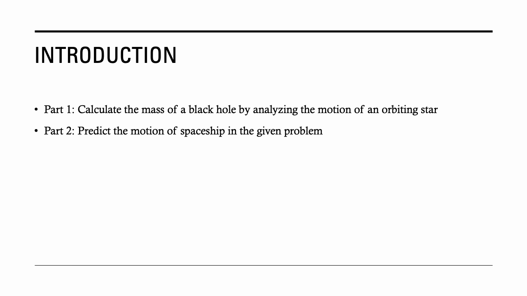There are two parts to this lab. In the first part, the mass of a black hole is calculated by analyzing its orbiting star's motion. In the second part, the motion of an orbiting spaceship is calculated in a given problem using the black hole's mass calculated in Part 1.